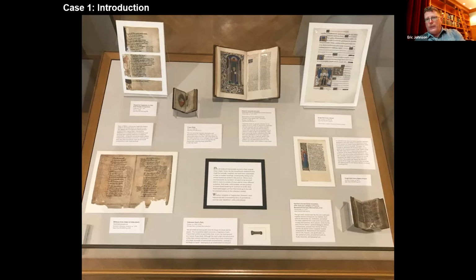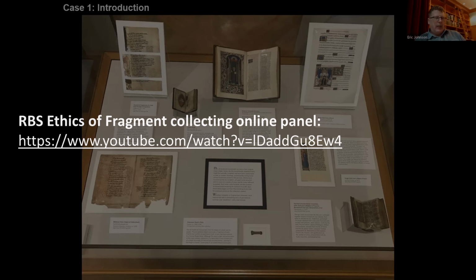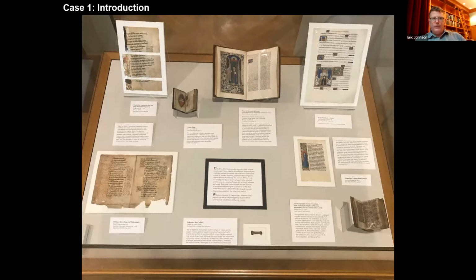There's a lot that one can discuss about the ethics of fragment collecting in relation to an exhibition like that, but that's not what we're going to do today. For those of you who are interested, 3 years ago now, I organized and chaired a panel discussion for Rare Book School on the ethics of fragment collecting. Many of you were likely at that and attended or viewed it since then, but if you want to learn more about kind of standards and thinking about ethics, have a look at that when you can.